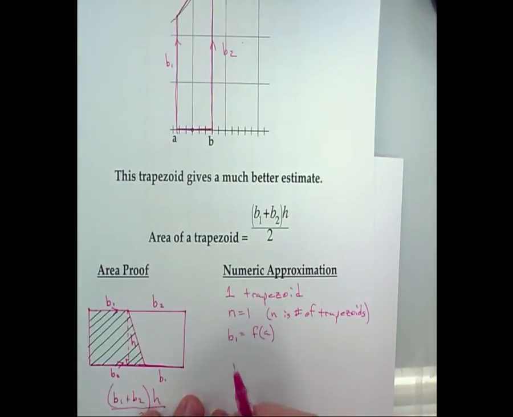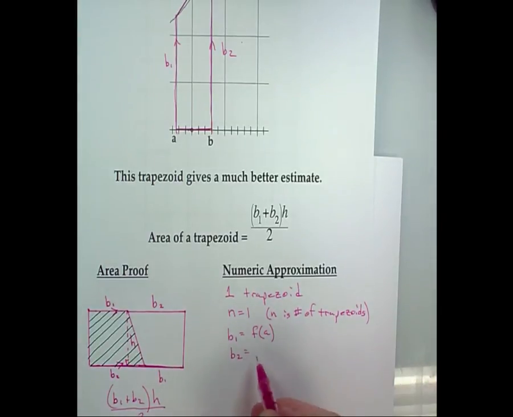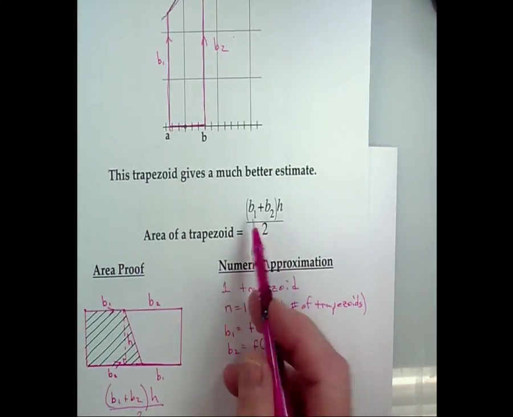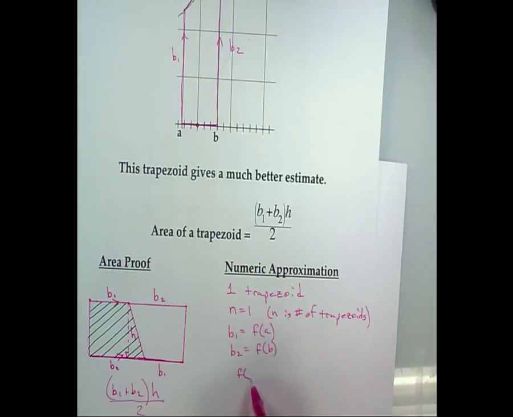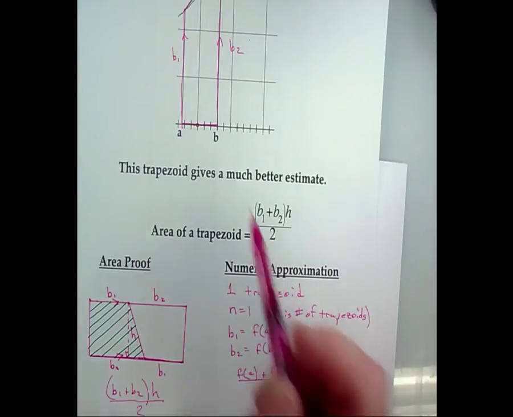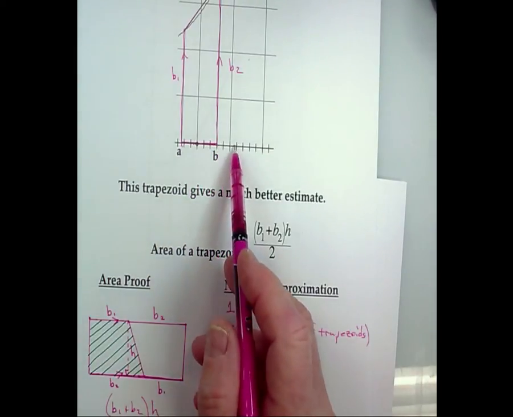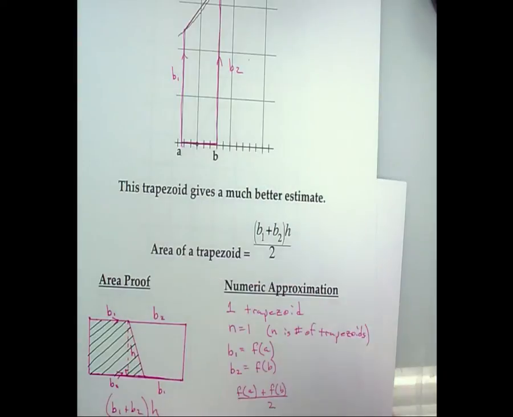Very good. So B2, Adam, would be what? F of B. Perfect. So with one trapezoid, if I look at this formula, I would have F of A plus F of B, right, Adam? Divided by 2. Now my H is this distance, correct? How do I compute H? H is going to equal what? B minus A.